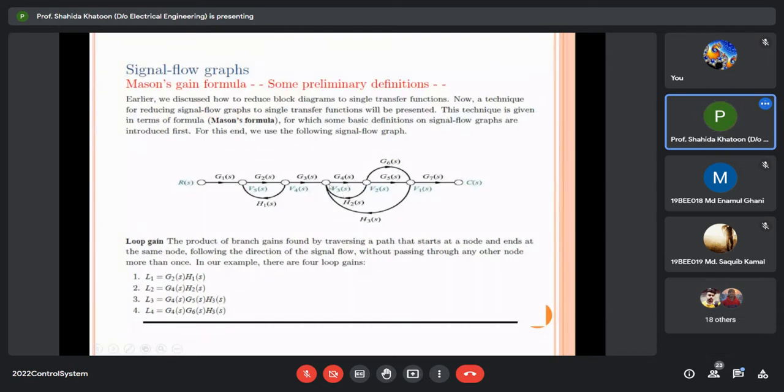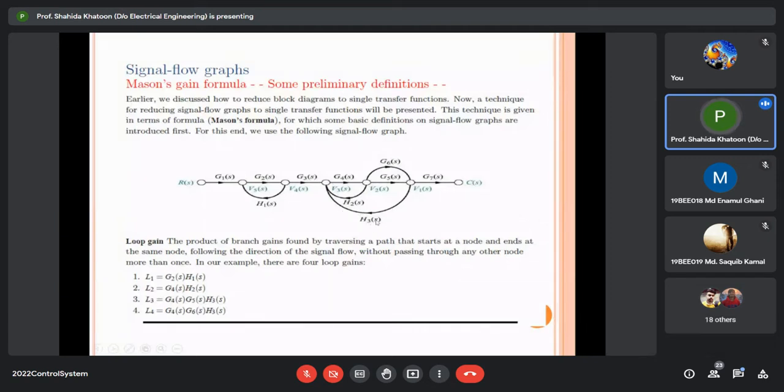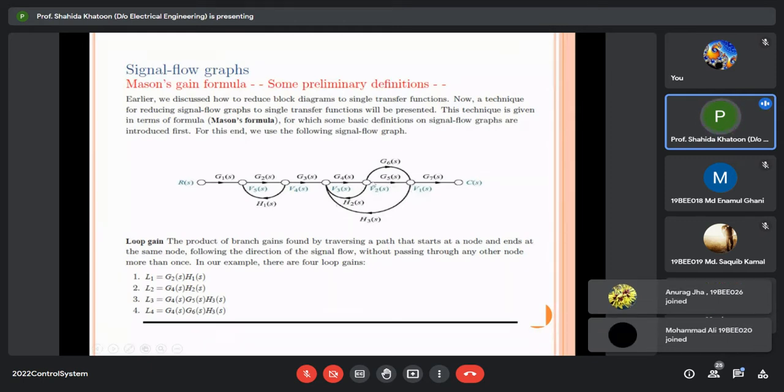So this is another loop because you are starting from this node, going to this node and coming back to this node. Okay. Similarly, L3, G4, G5 into H3. So this is starting from this node, going to this node and again coming back to this node through H3. So the overall transfer function of loop 3 is G4, G5 into H3. Another loop, this loop. You start from this loop, but this is not a loop because as you can see that you are not coming back to this because the direction of this path is reverse. So this is not a loop.